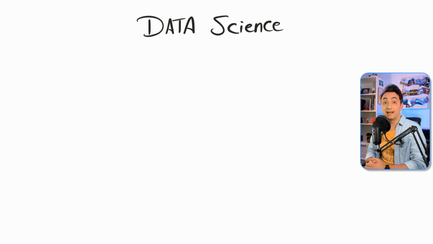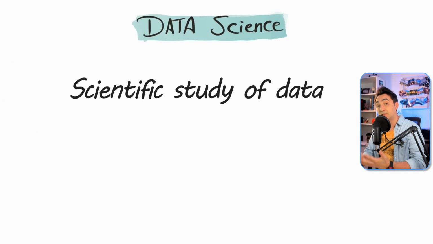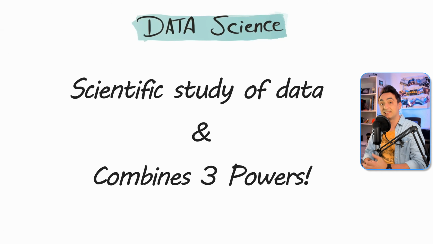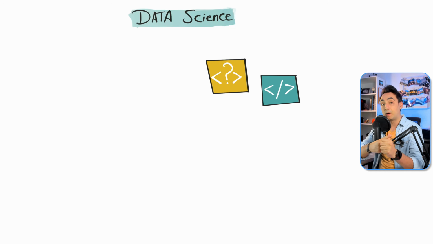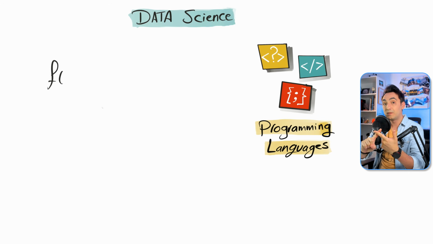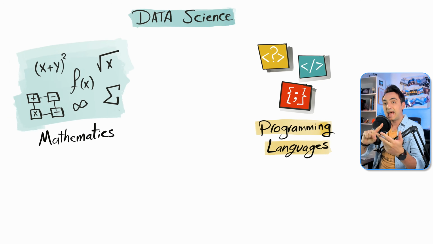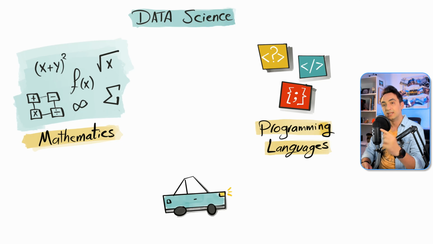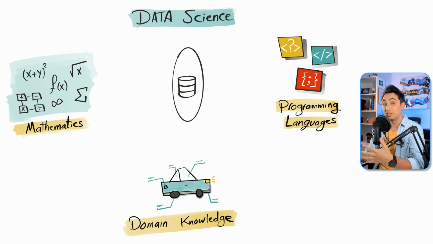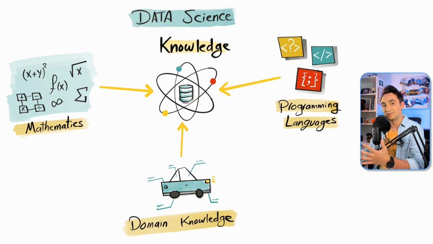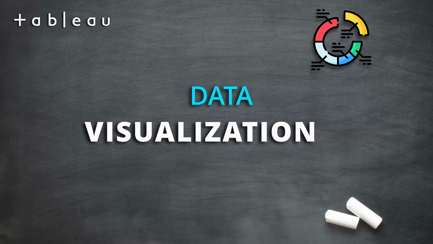And next we can do data science. Data science is the scientific study of data, and it combines 3 major powers: the power of programming languages, together with mathematics and statistics, and the knowledge of a specific domain, in order to uncover valuable knowledge and insights from our raw data.